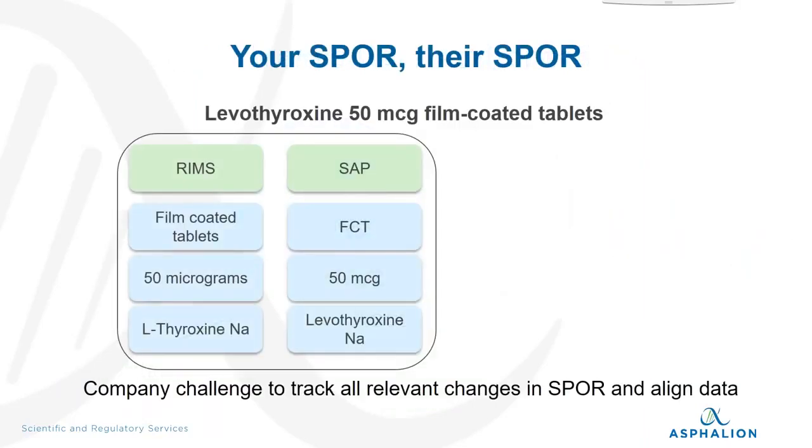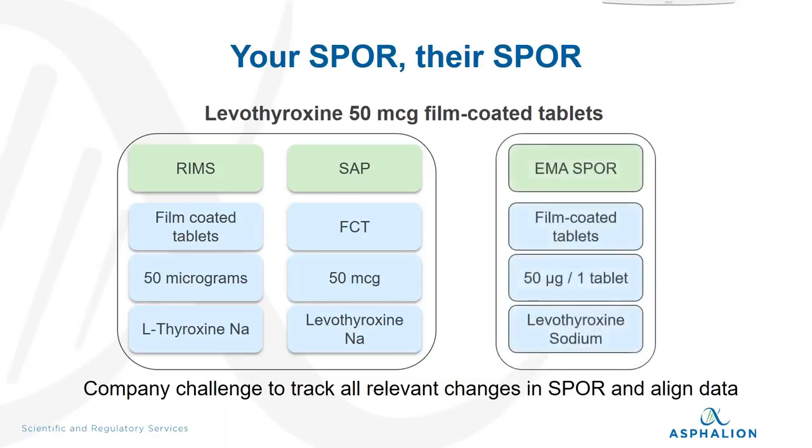And what is very important with regards to SPOR is that you might have your internal systems. For example, you might have a regulatory information management system or an SAP system that has a certain term, like film-coated tablet, 50 milligram, and a certain active substance. If you want to align this to EMA, you need to start mapping. So you need to translate your film-coated tablet from your manufacturing or from your RIM system to the term from EMA. You can do this for the strengths, for the dosage form, and for the active substance.